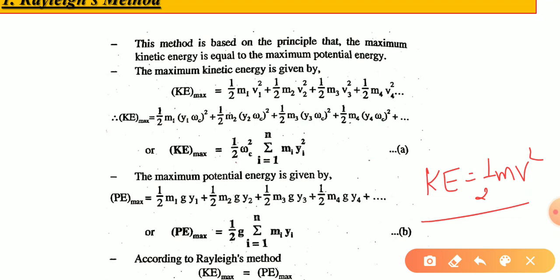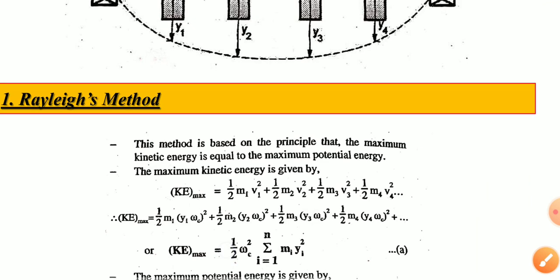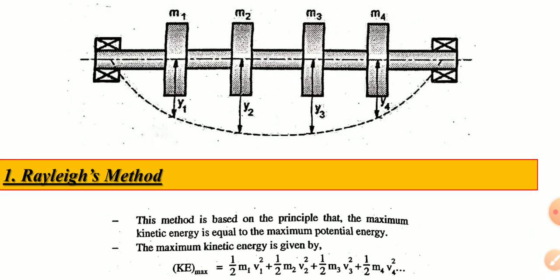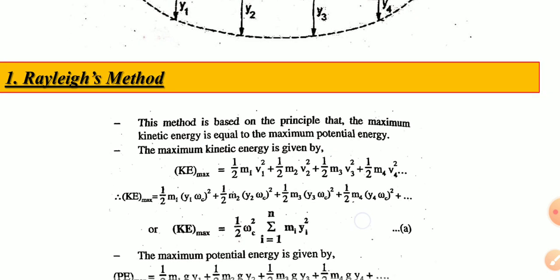So here, suppose the velocity is v1 for the m1 mass rotor, for the m2 mass it is v2, for m3 mass it is v3, for m4 mass it is v4. We can write down the maximum kinetic energy by this equation, by adding the kinetic energy of all rotors.